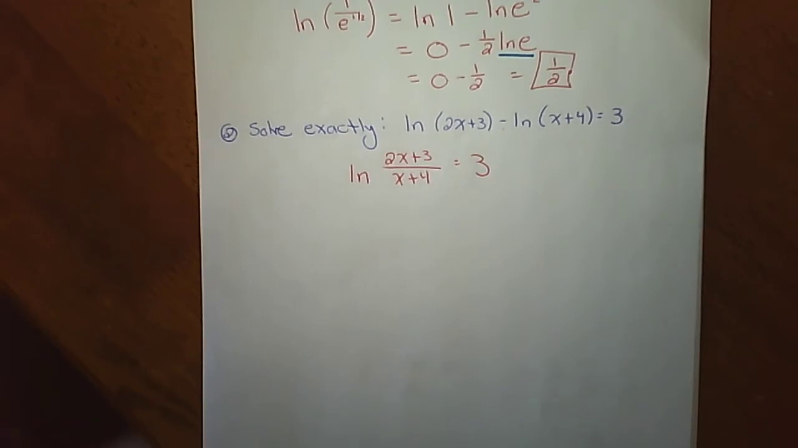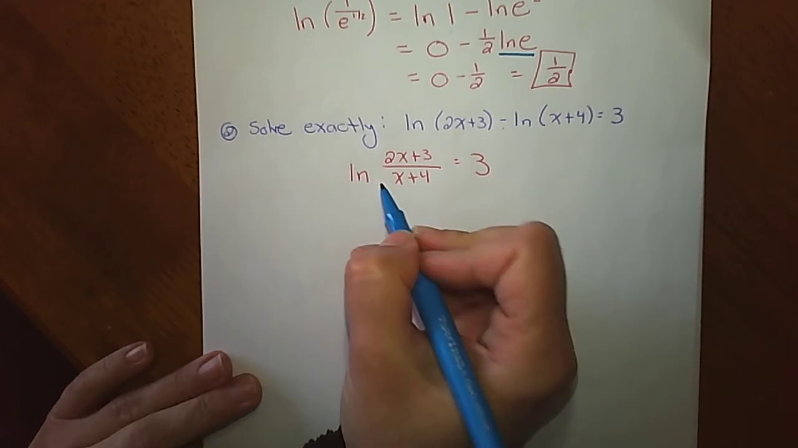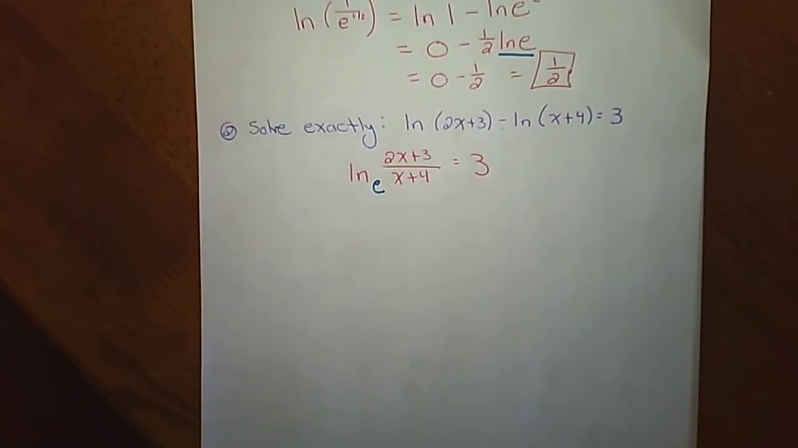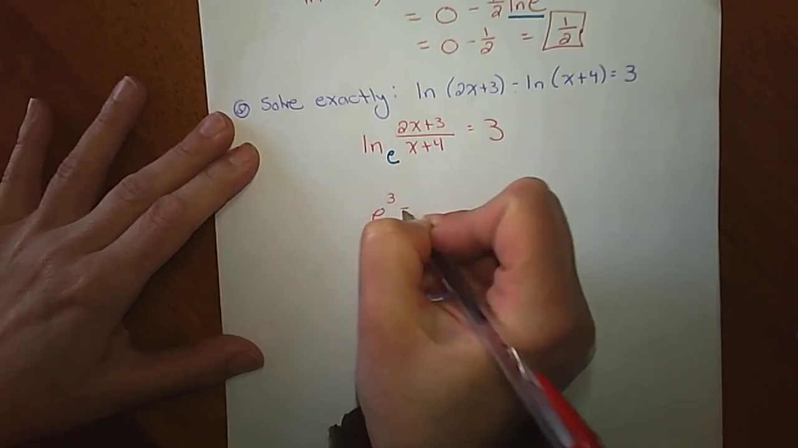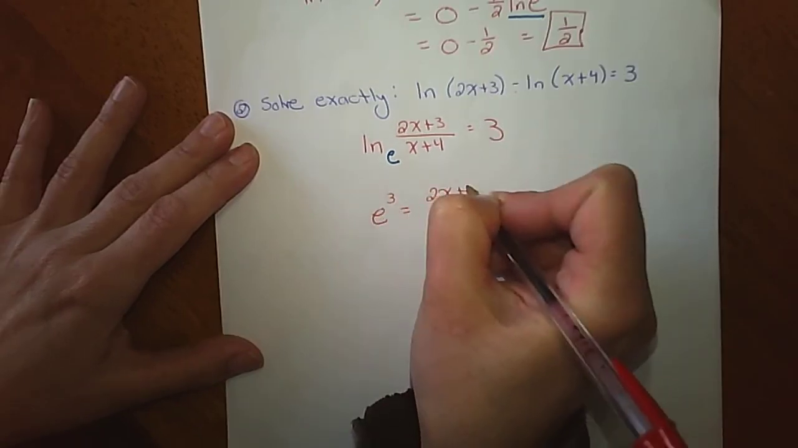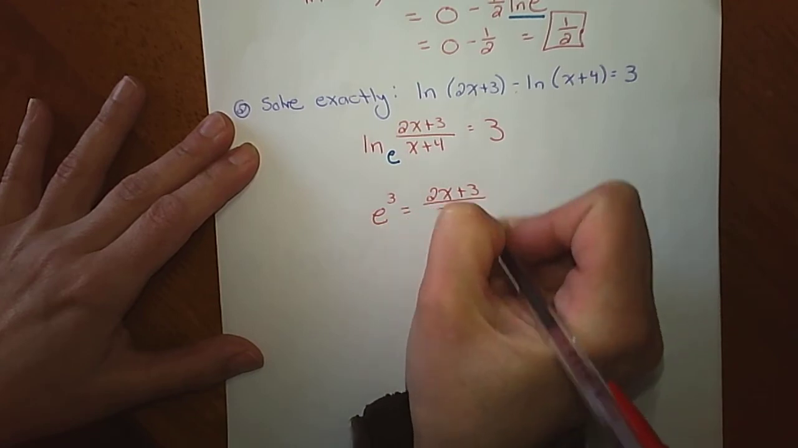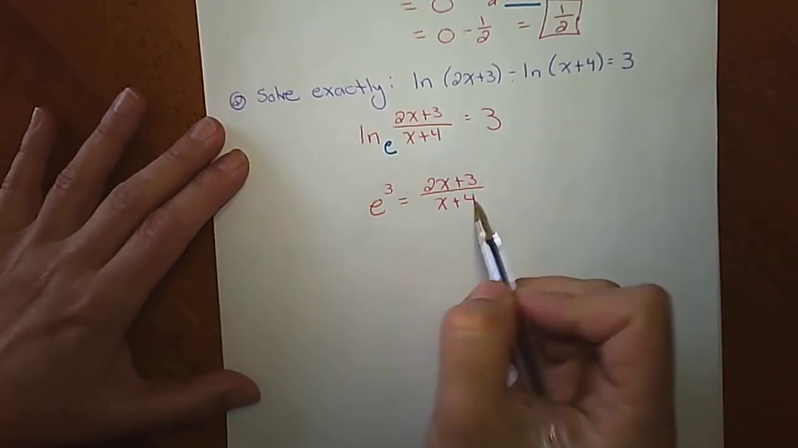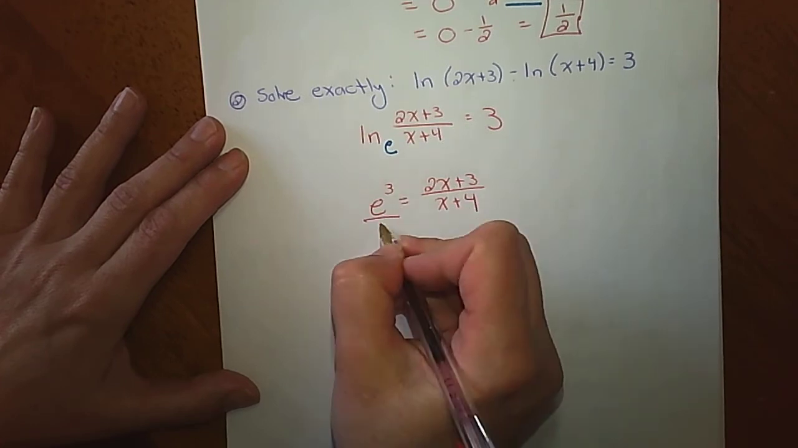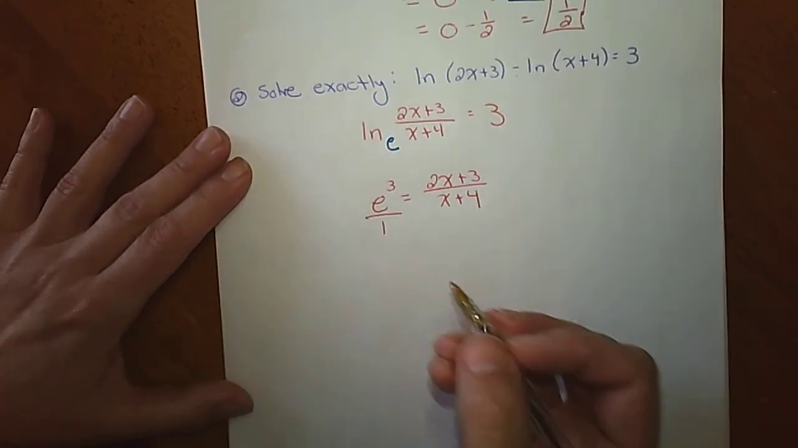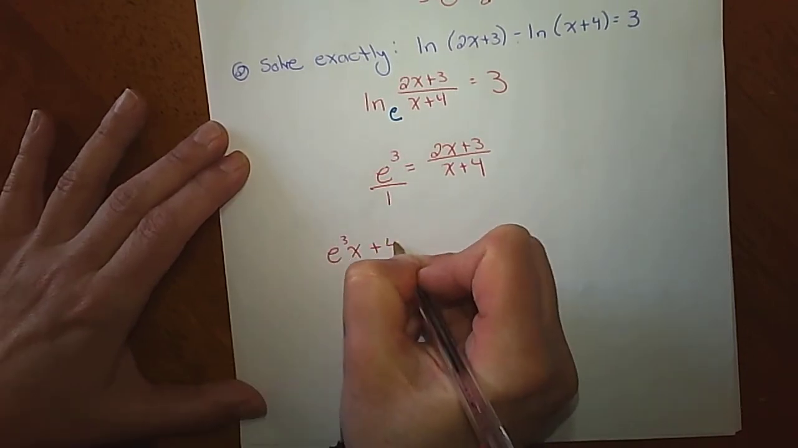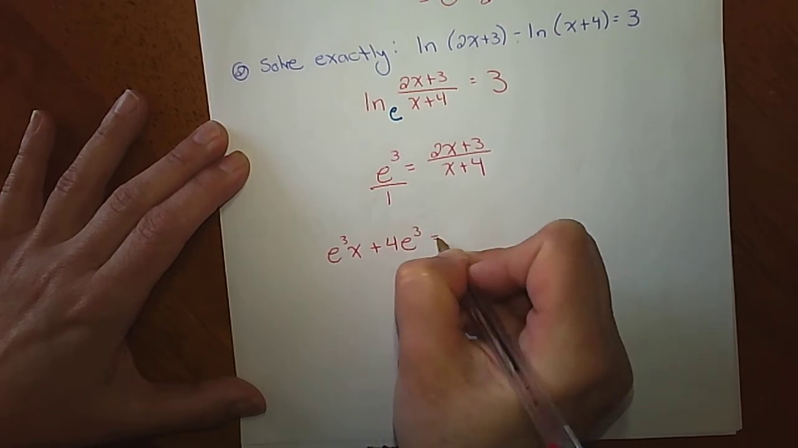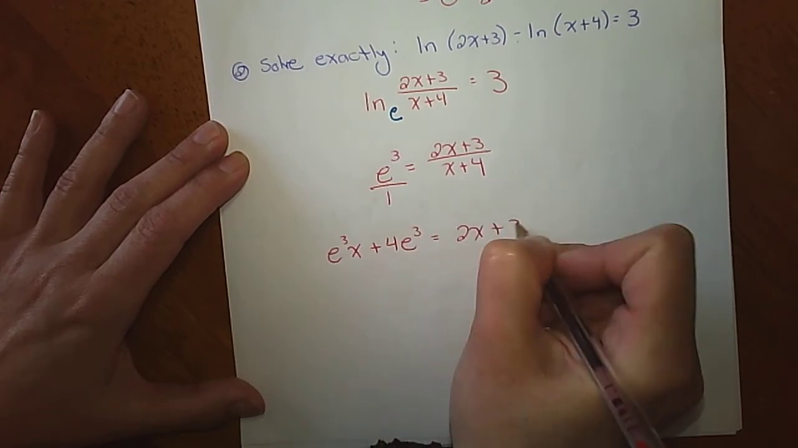Now I'm going to rewrite it in exponential form. And remember that anytime you have a natural log, the base is actually e. So now this becomes e to the 3rd equals (2x plus 3) over (x plus 4). Now, this one side is a fraction, so make e to the 3rd look like a fraction, and I'm going to cross multiply. So that gives me e to the 3rd x plus 4e to the 3rd equals 2x plus 3.